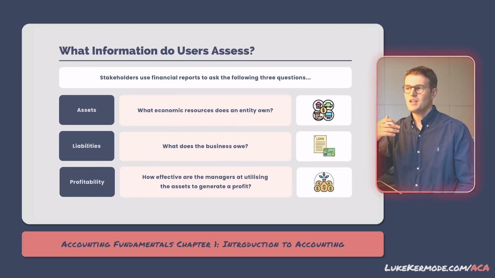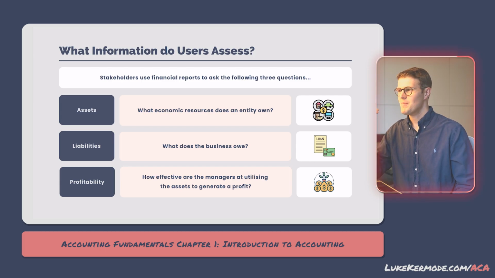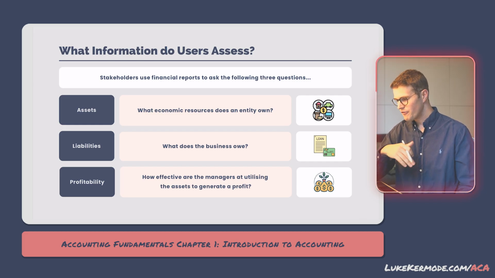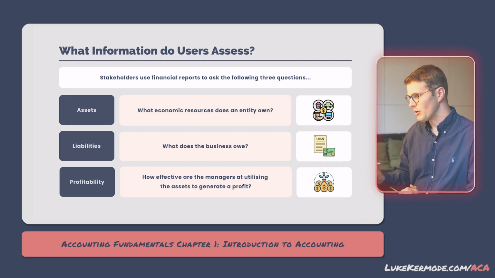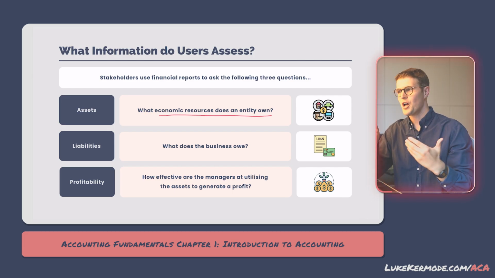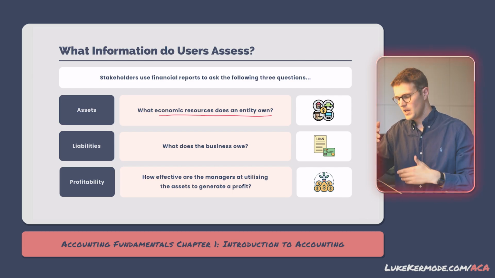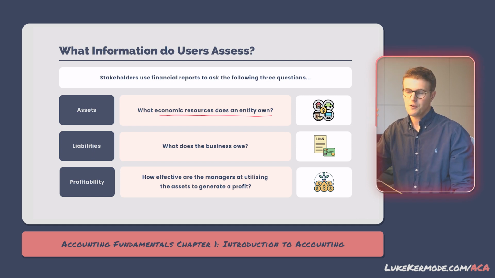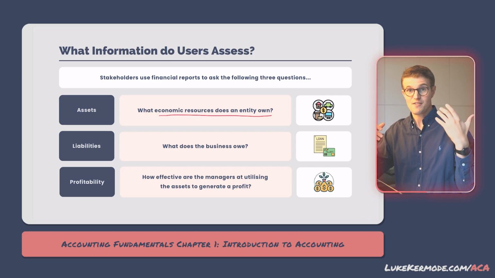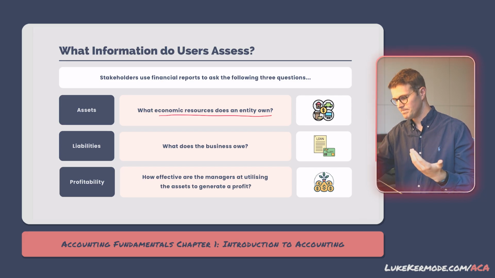When investors and lenders review a business's financial statements, they ask three key questions to help them make those sound economic decisions. First, they ask, what economic resources does the business have? In other words, what does the business own that it can use to make money and grow? This might include things like cash, property, machinery, equipment. So understanding the resources that the business has available helps users assess its ability to generate future income.